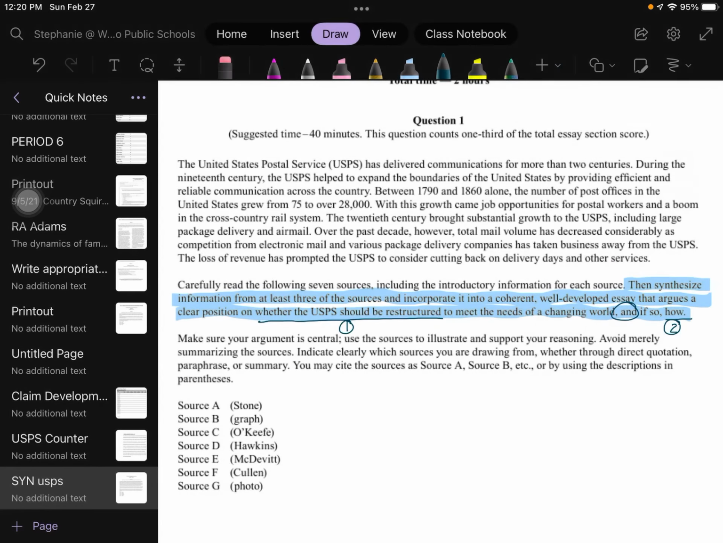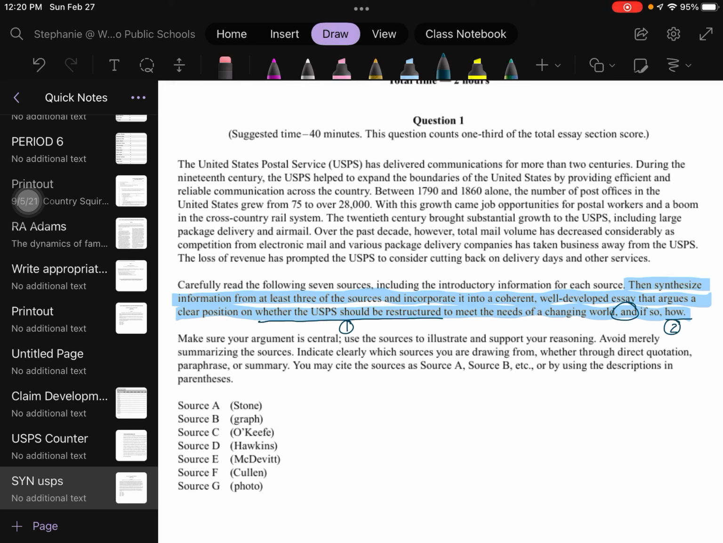Alright, so for this video, I'm going to walk you through an example of counterargument so that you can learn how to qualify your own claims so that they can be more complex and more sophisticated. So the first thing I want to show you before we look at the sample of a counterargument is the prompt that this counterargument is working towards.